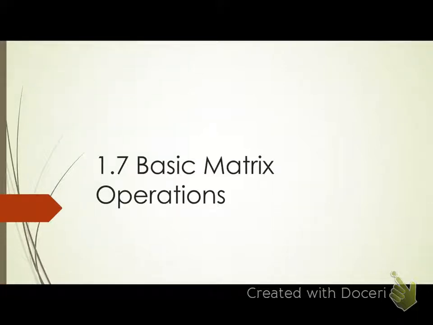Today's lesson is 1.7, Basic Matrix Operations. I know we skipped 1.6, but we might come back to 1.6 later on in the year. But me and the other Algebra 2 teachers felt like it was best for us to skip that to save a little bit of time. So we're moving on to 1.7.